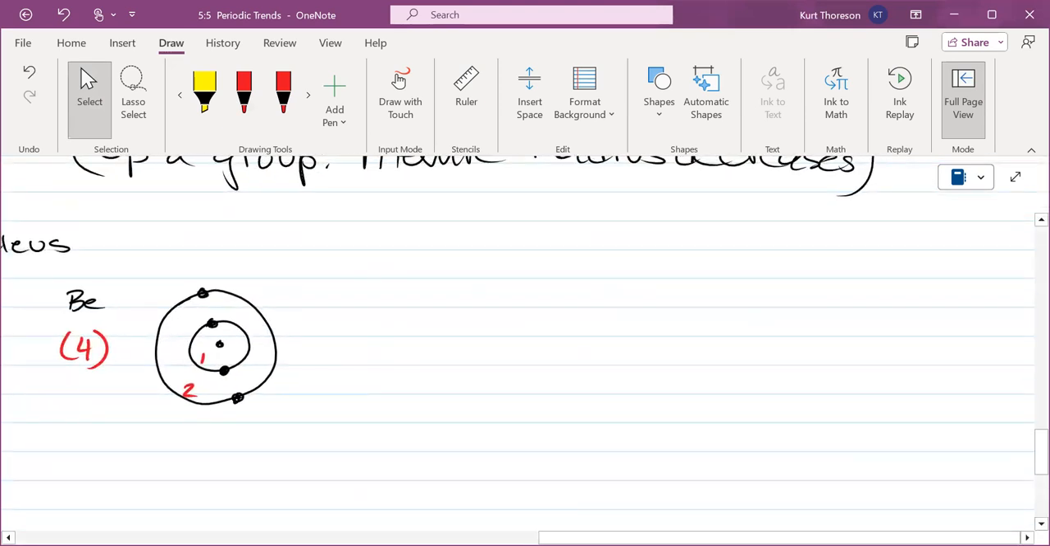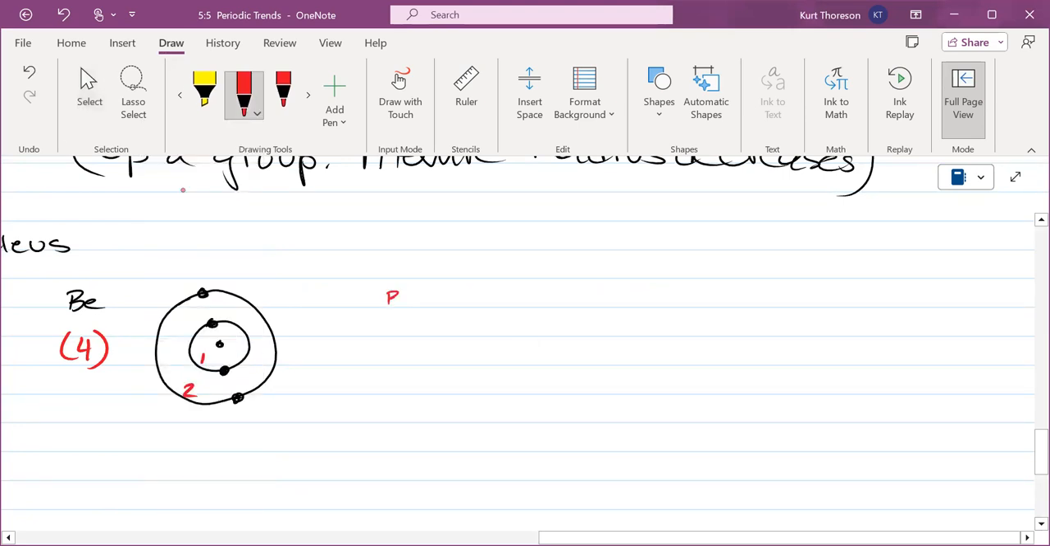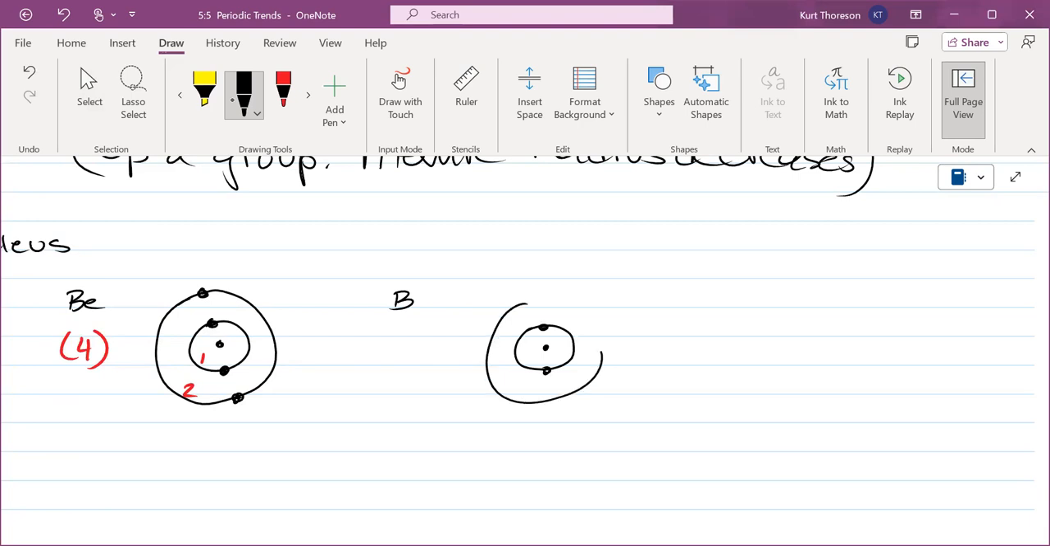So let's do carbon. No, boron, then carbon. Okay, here's boron. Guys, what is boron's atomic number? 5. How many electrons go in the first level? 2. How many go in the second level?